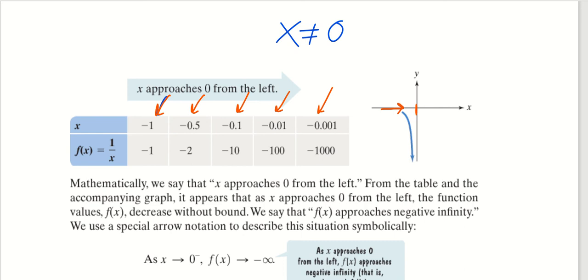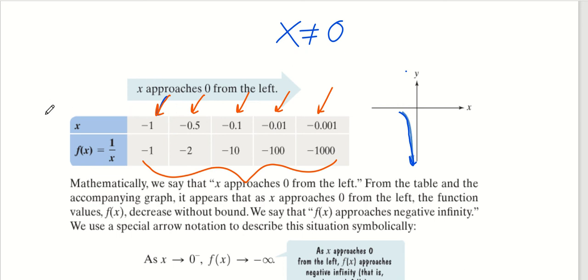And you can kind of see the pattern here. What's happening is, as we're plugging in values that are getting closer and closer to 0, the outputs that we are getting are larger and larger negatively. And what that's showing us is that the graph of this function is approaching negative infinity. So here's our graph. The closer we get to 0, the further and further down the graph is going to go.